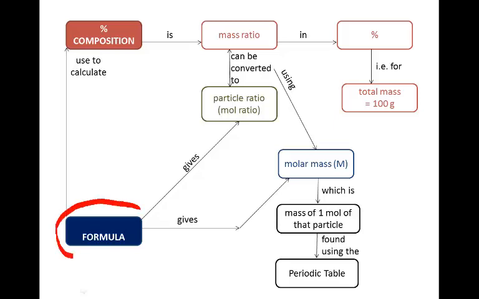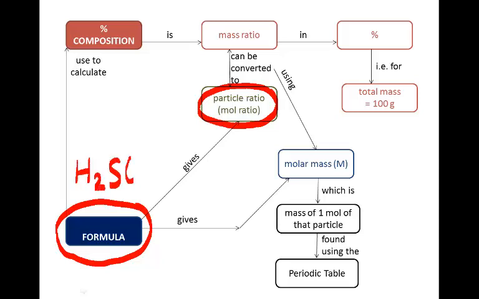What are empirical and true formulae, and how do we calculate them? Any formula, whether it's true or empirical, gives a particle ratio, a mole ratio of the elements which are inside it. For example, sulfuric acid, H2SO4, has a ratio of 2 hydrogen atoms for every 1 sulfur atom for every 4 oxygen atoms, which is the same ratio as 2 moles hydrogen atoms is to 1 mole sulfur atoms is to 4 moles oxygen atoms.